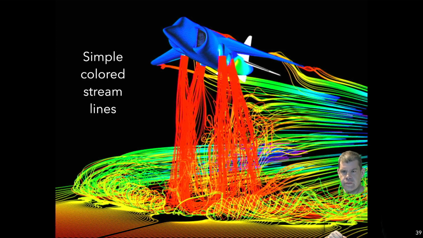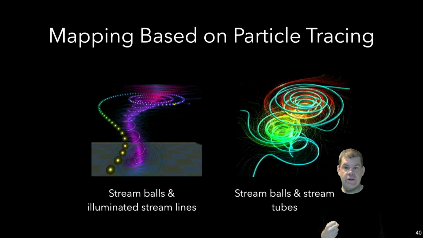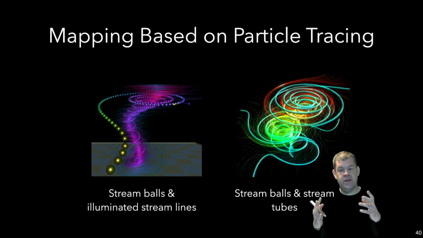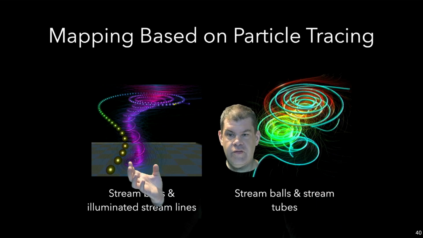So what else can we do? Notice that we started with the lines, and then I used color on top of those lines to get additional properties across. We can also use other things. Instead of drawing the lines as little lines, we can draw them as little points. And not just as points, I can draw them as spheres. And what you get then are so-called stream balls.